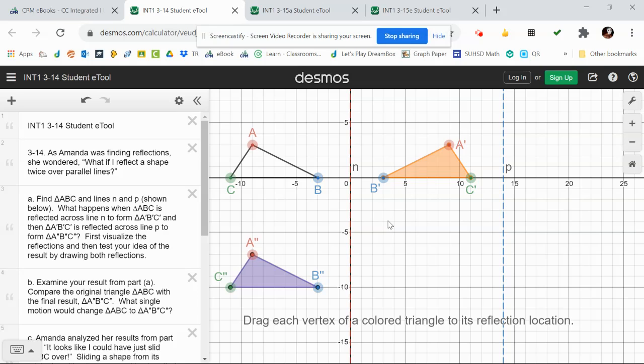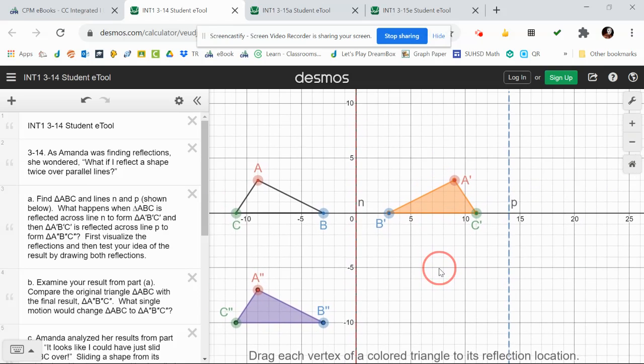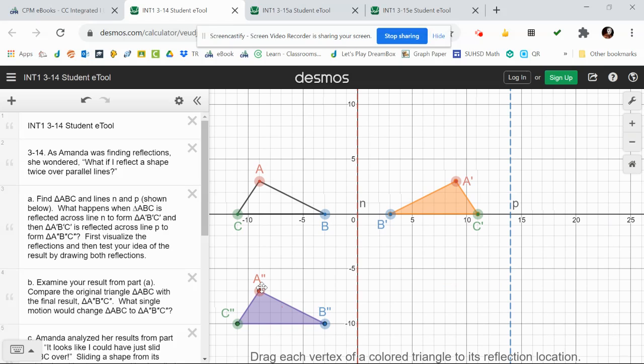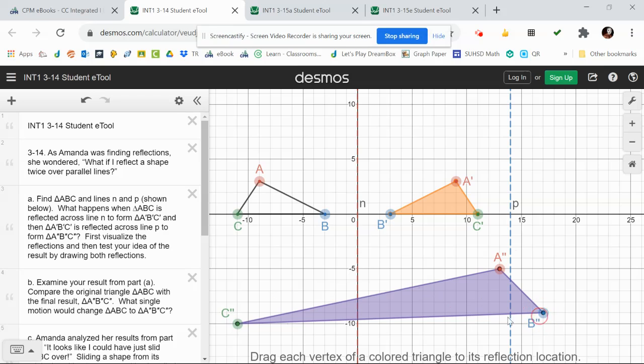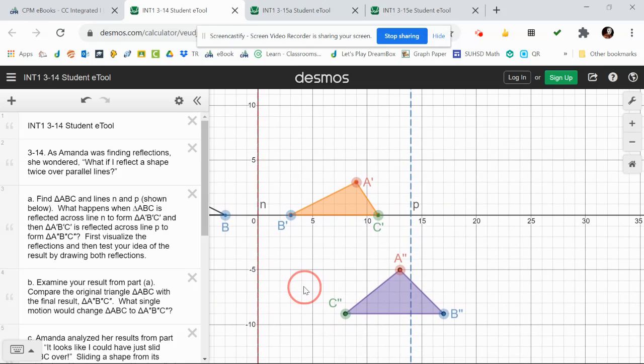All right, now we're going to do the same thing, but this time we're going to do it with the other one. So let me drag this one over here so we can start using it. So again, focus on the points, right? That's how you guys want to transform stuff. Focus on the points.